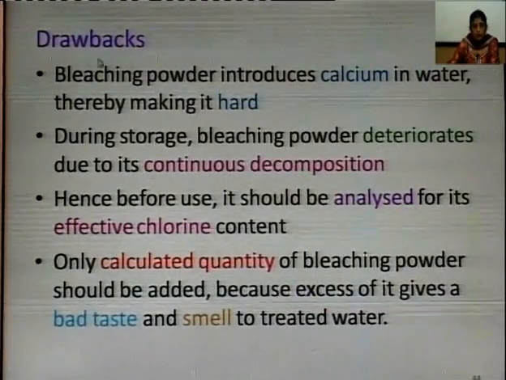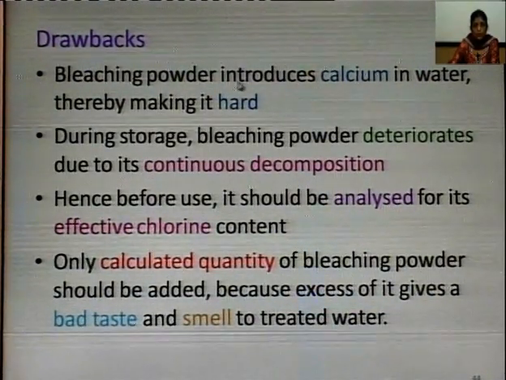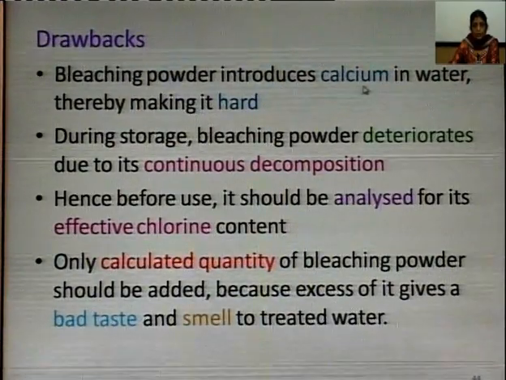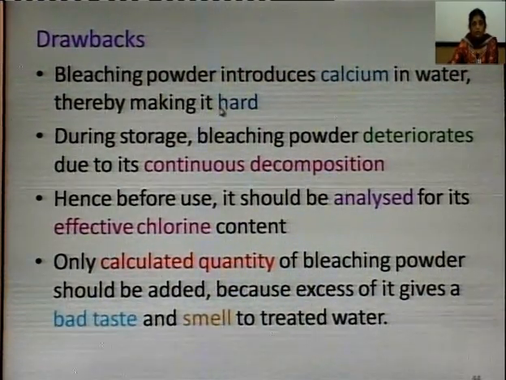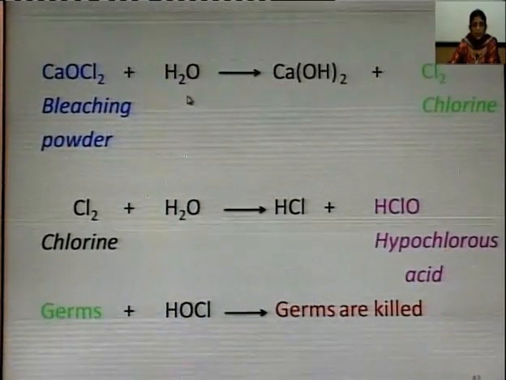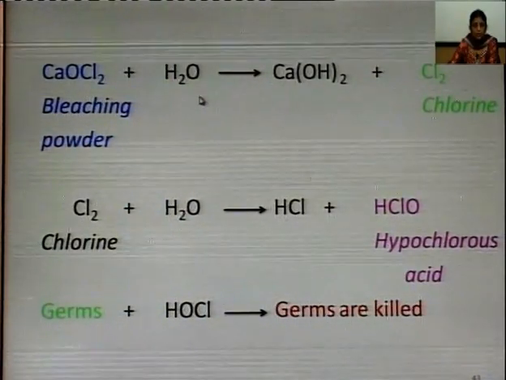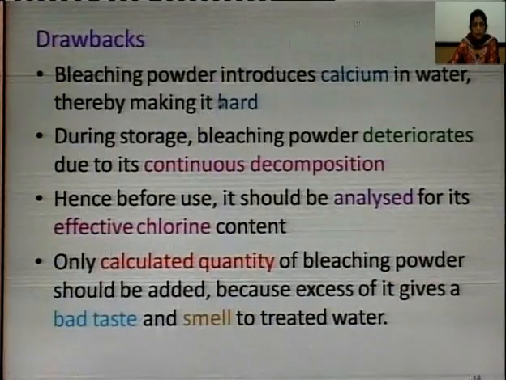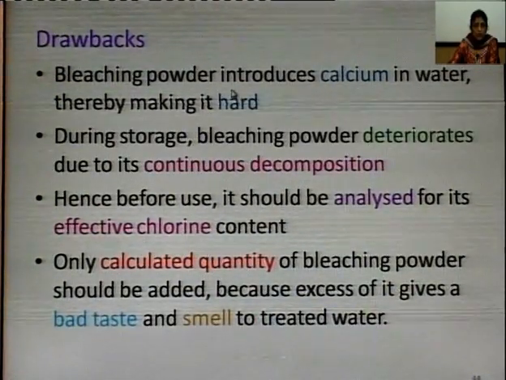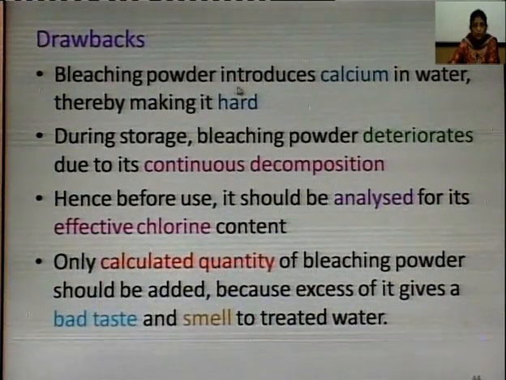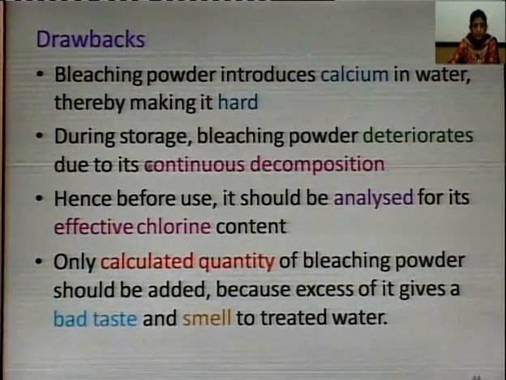So, drawbacks of this method: bleaching powder introduces calcium in water, which makes water hard. You have studied that the presence of calcium in water makes it hard. Bleaching powder is a salt of calcium. So, when bleaching powder is added, water becomes hard.